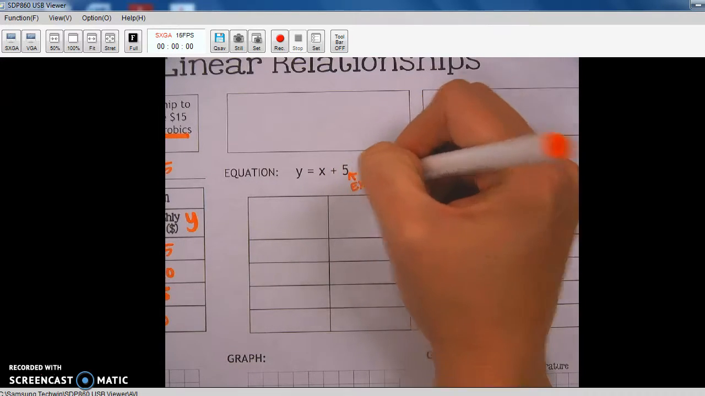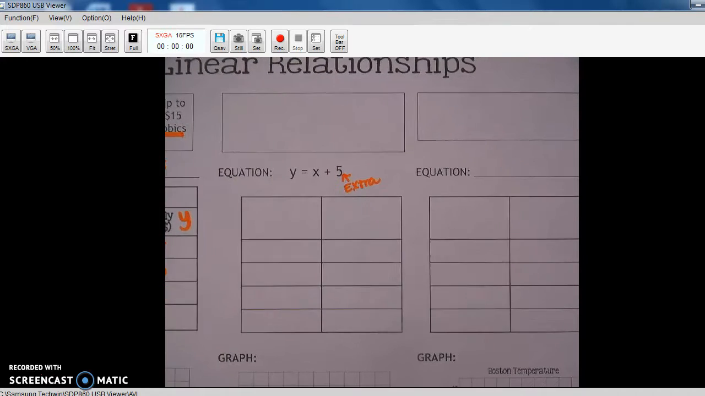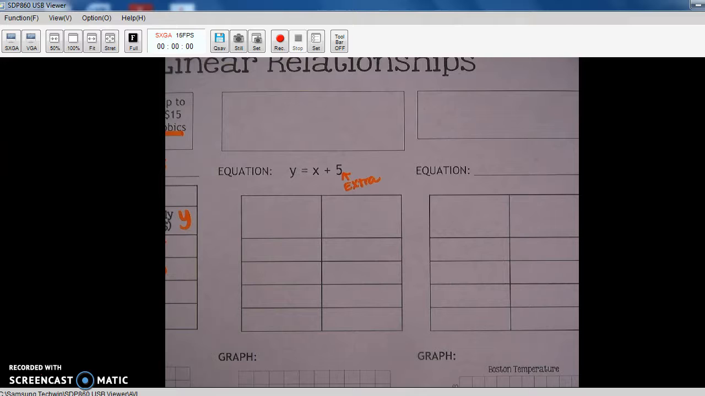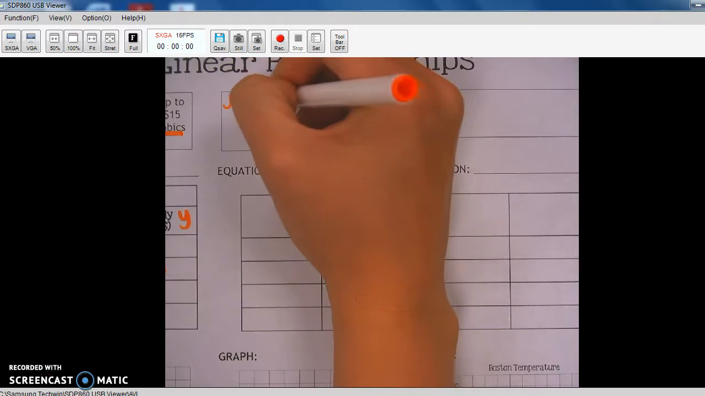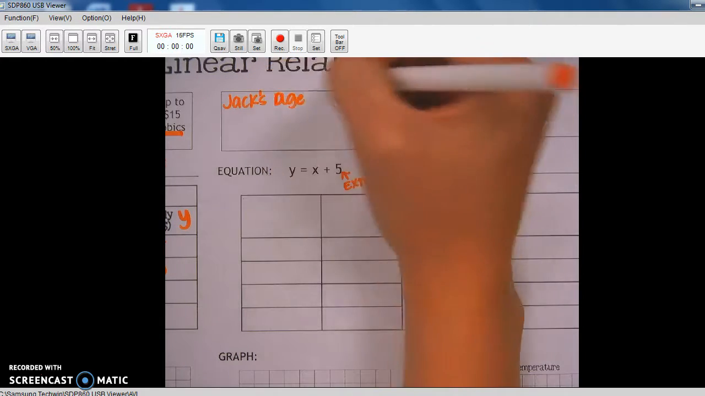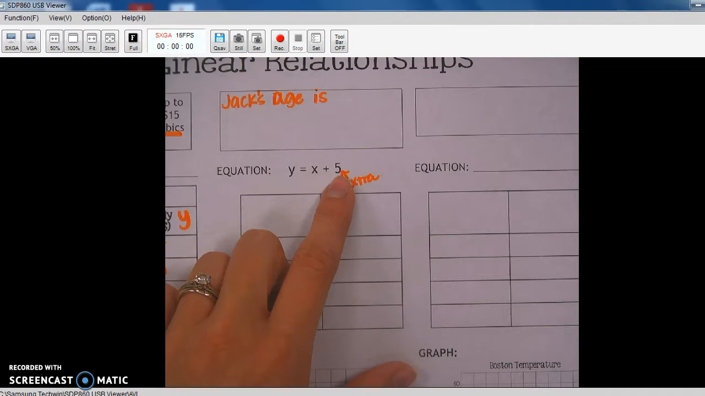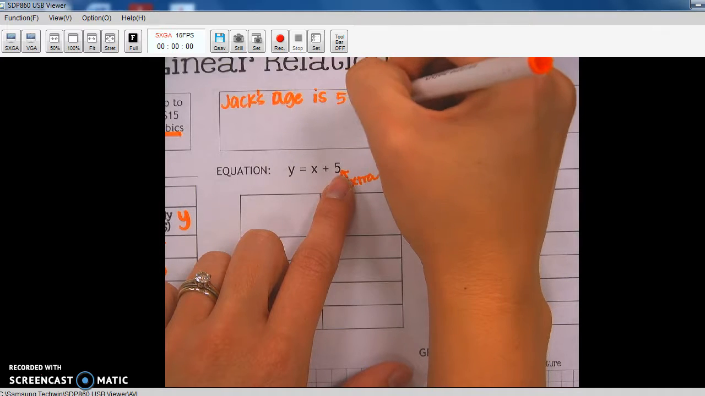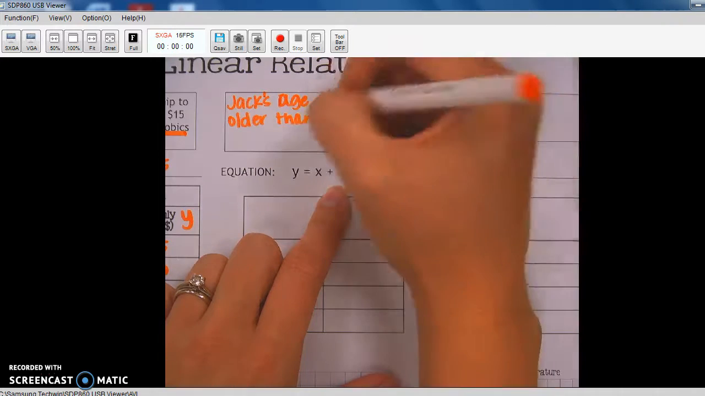That's the extra. And it just says x. So we're not multiplying x by anything. All we're doing is adding 5 to it. So we just need to think of something that we might not know. We could say someone's age. So we could say Jack's age. Jack's age is, well, since I'm adding 5, I could say his age is 5 years older than Tina's age.